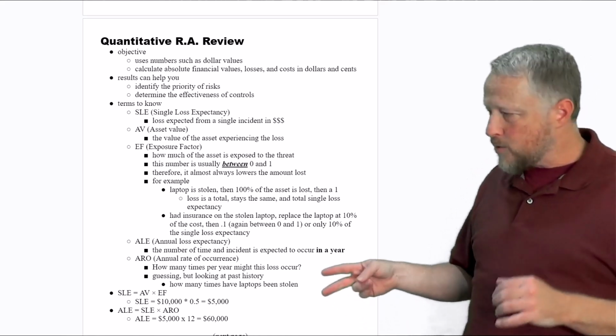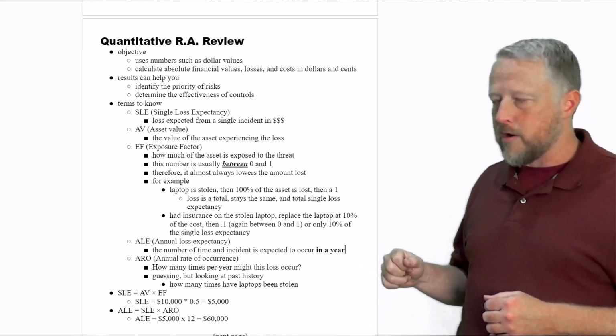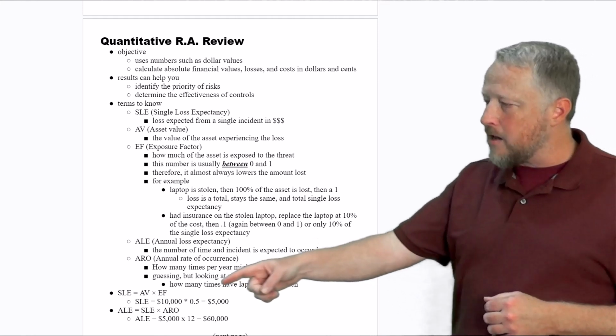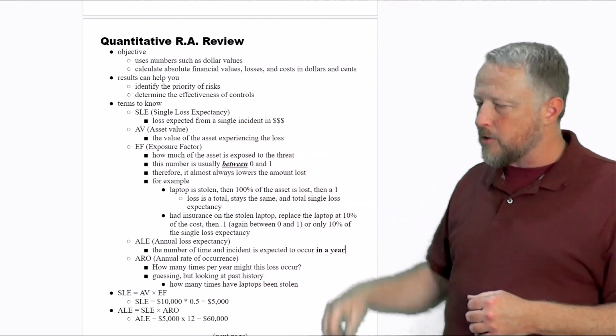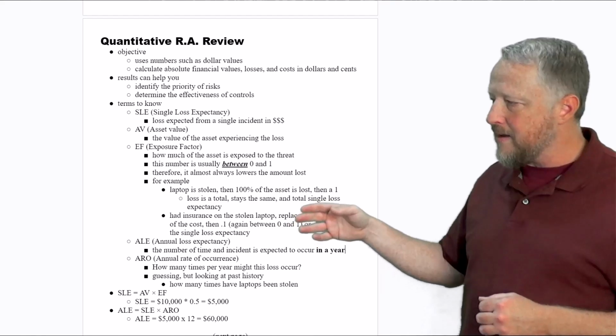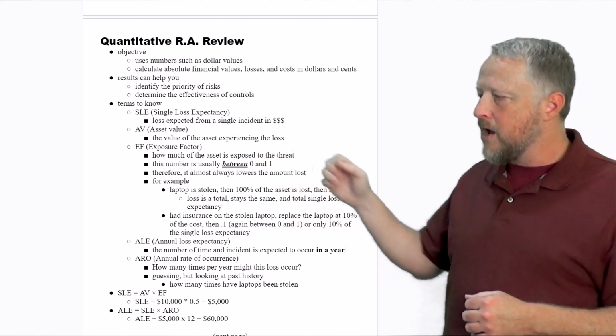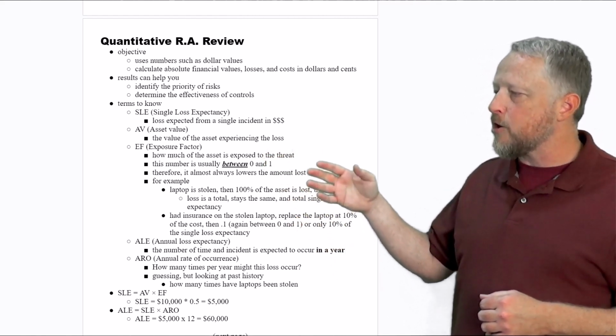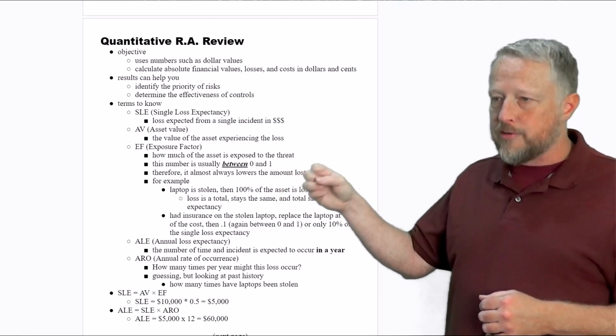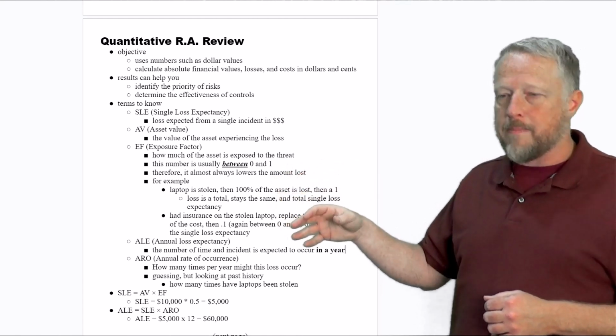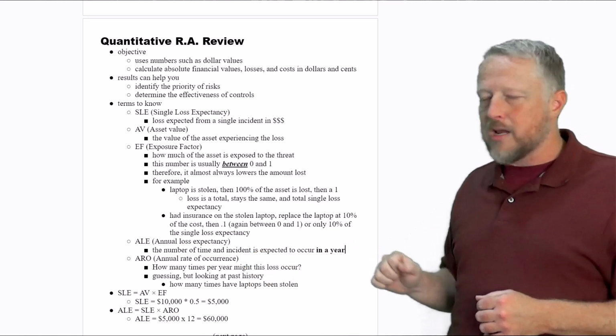So again, that's why these are very, very close in consideration here. Our SLE, by the way, our single loss expectancy, is going to be our AV, which is our asset value, times our EF, which is our exposure factor. Is there insurance on it? Do we have to cover everything about it? That's how we're going to come up with these type of numbers.